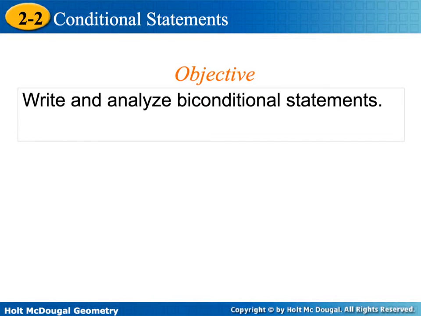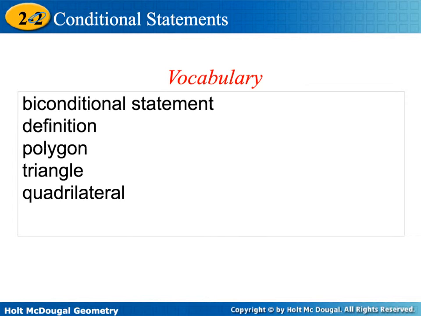All right, that was 2.2. It says 2.2 at the top, but this is actually going to be the start of 2.4. The objective is to write and analyze biconditional statements. Biconditional statements, definition, polygon, triangle, quadrilateral. Those are your vocab.